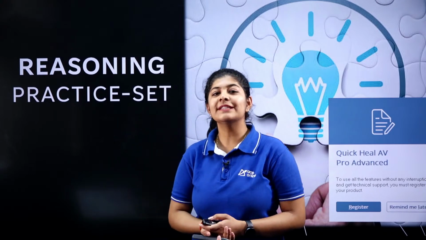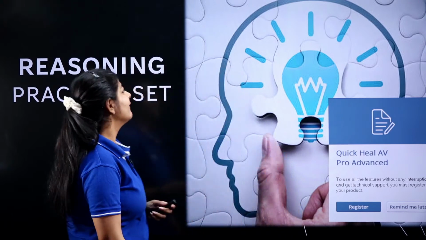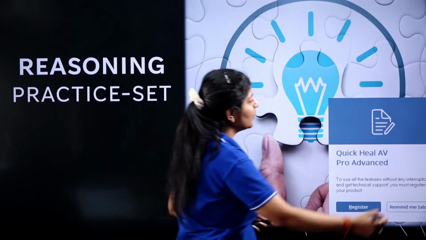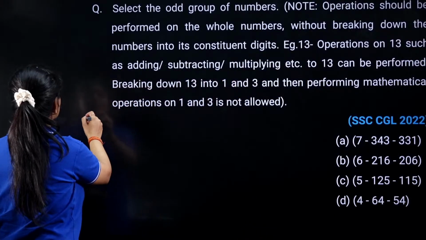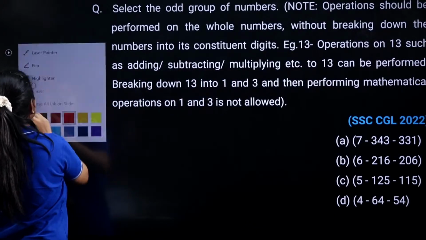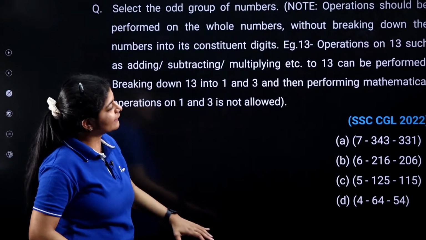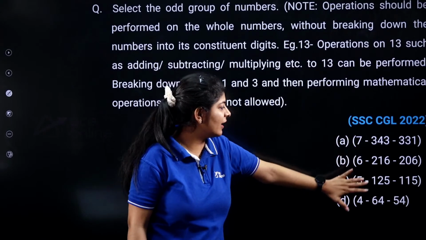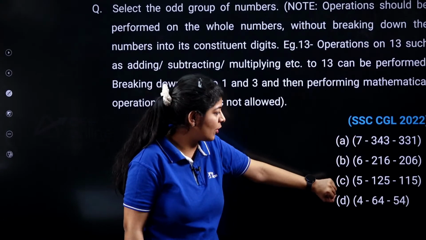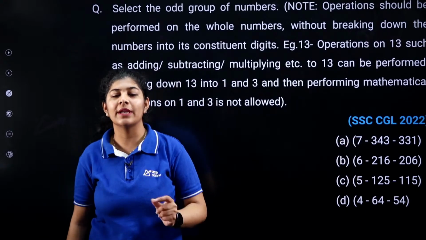Okay, so let's start with our very first question and let's see what the first question in today's session is and how we are going to deal with that. Here we have a question from the concept of classification, or the odd one out. Basically, we have four options, and out of these four options we have to identify the odd one out.